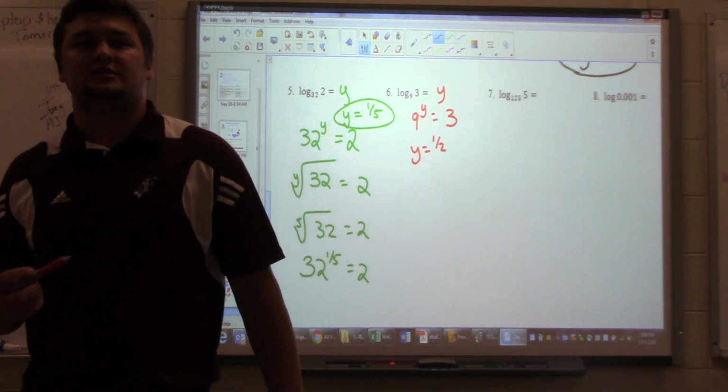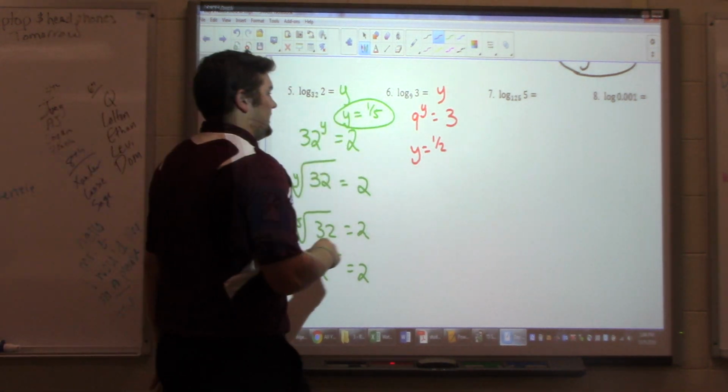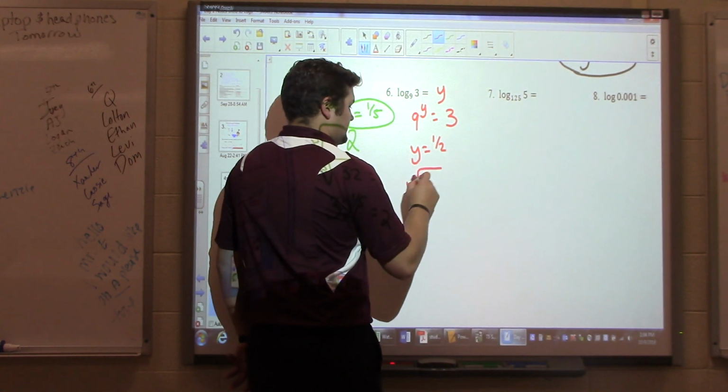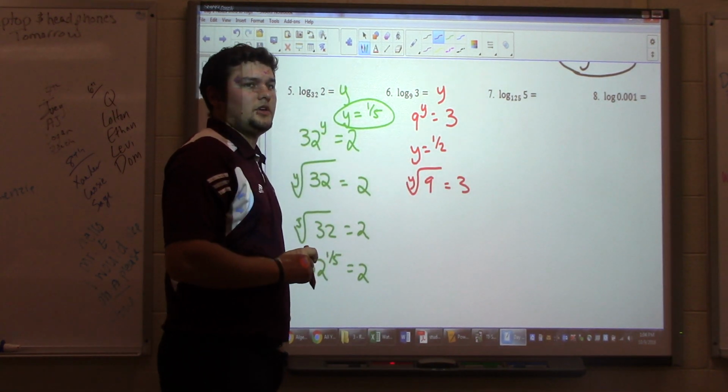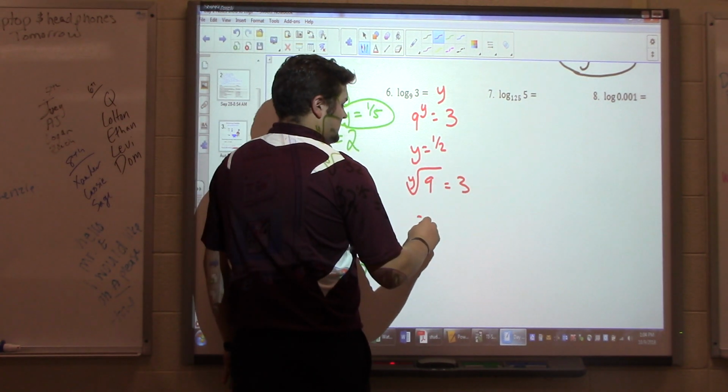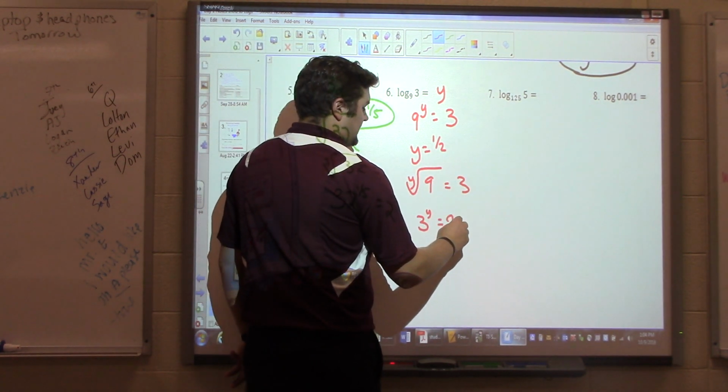Another way you can think of it is, if I know I'm taking a root of 9, I can think of it as, the y root of 9 equals 3. Or you can think of it as 3 to what power equals 9?